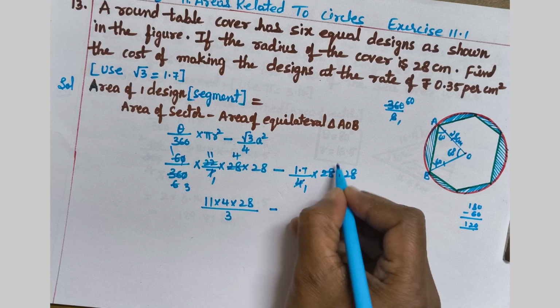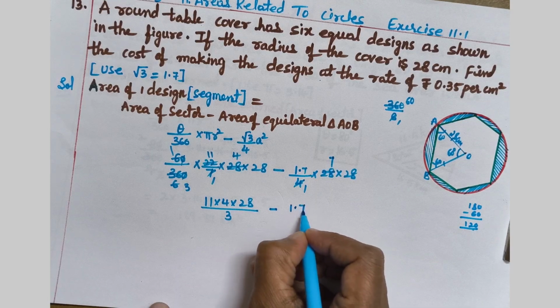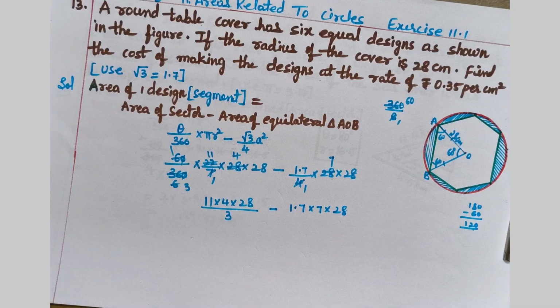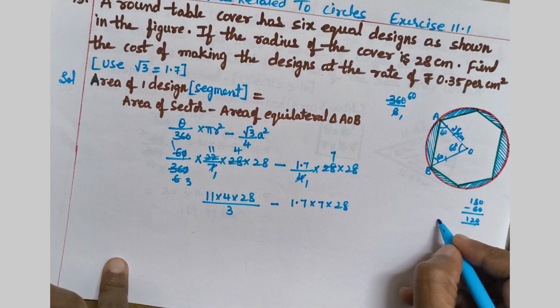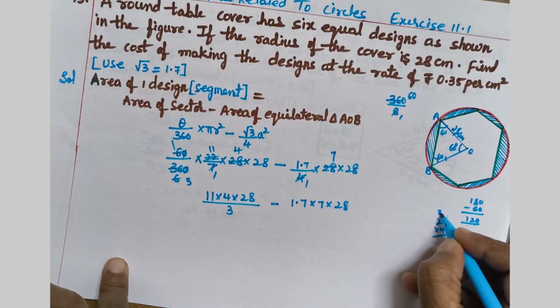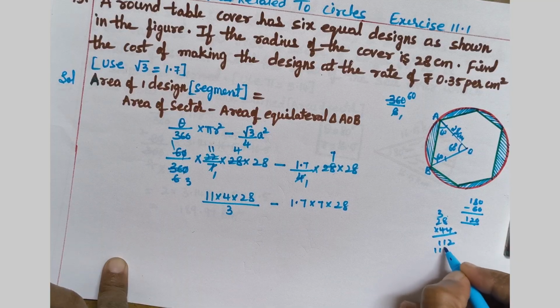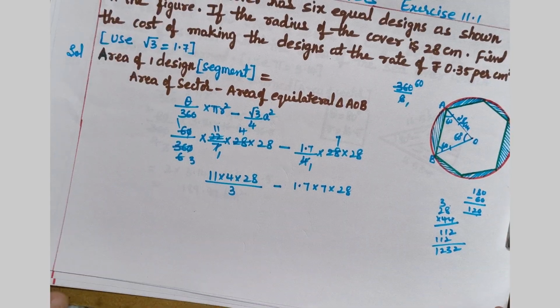4 7s are 28. Okay, now what is remain? 1.7 into 7 into 28. Now see here, 11 4s are 44. 44 into 28. 28 into, we will do 44. 8 4s are 32. 4 2s are 8, 9, 10, 11. So 1 1 2. So 2 3 2 1.